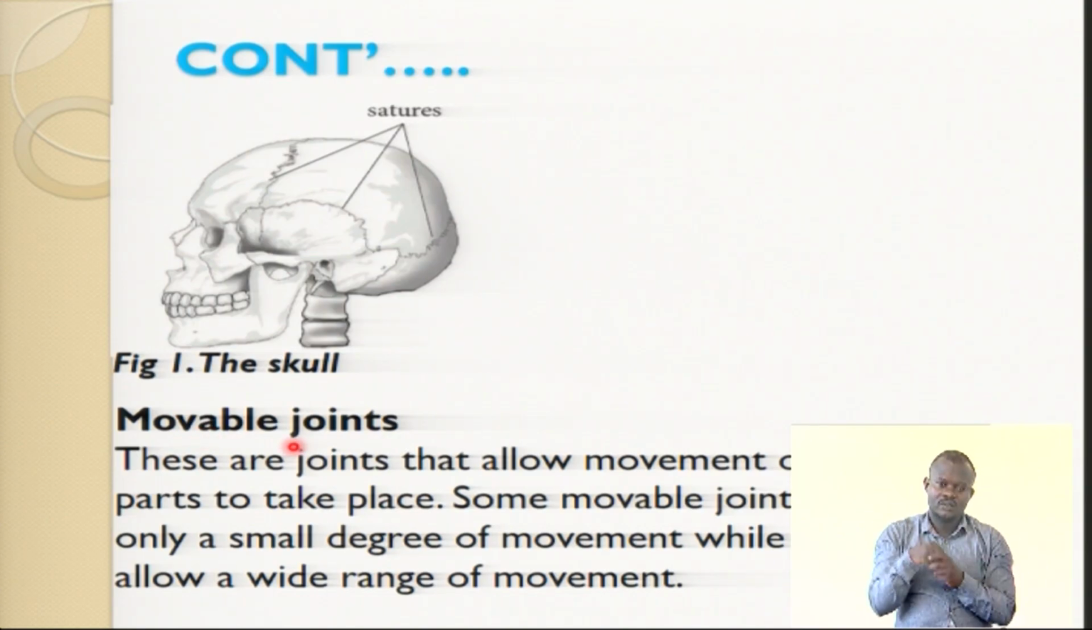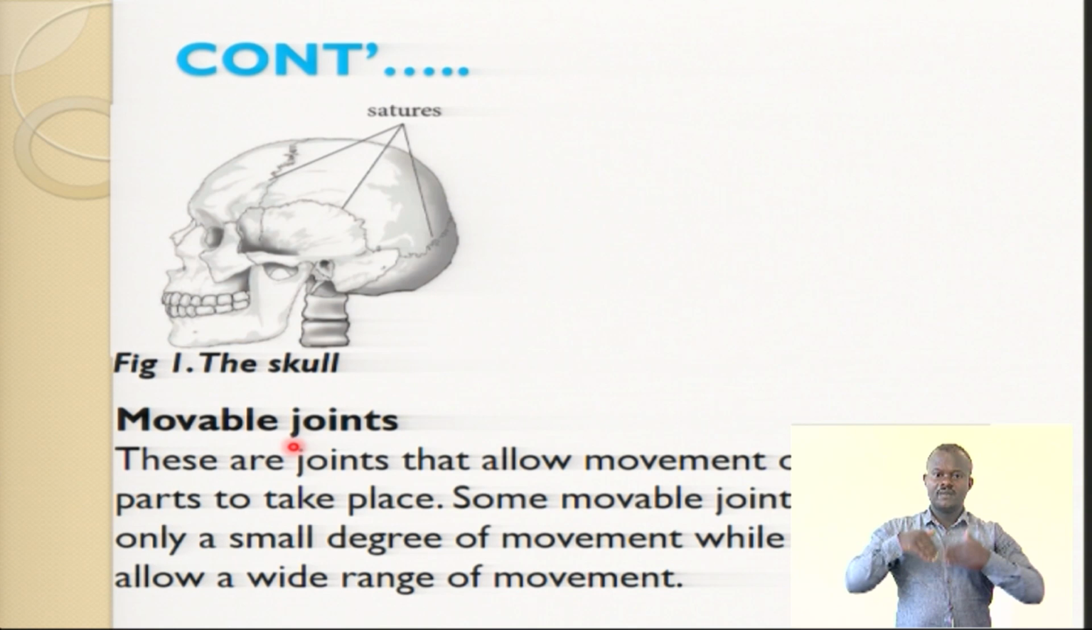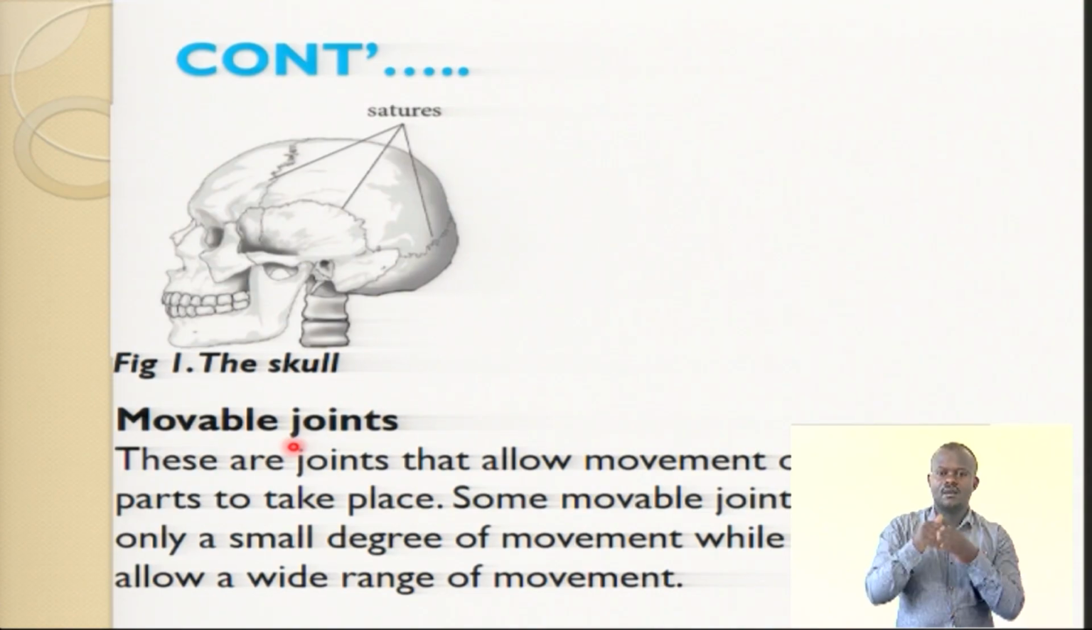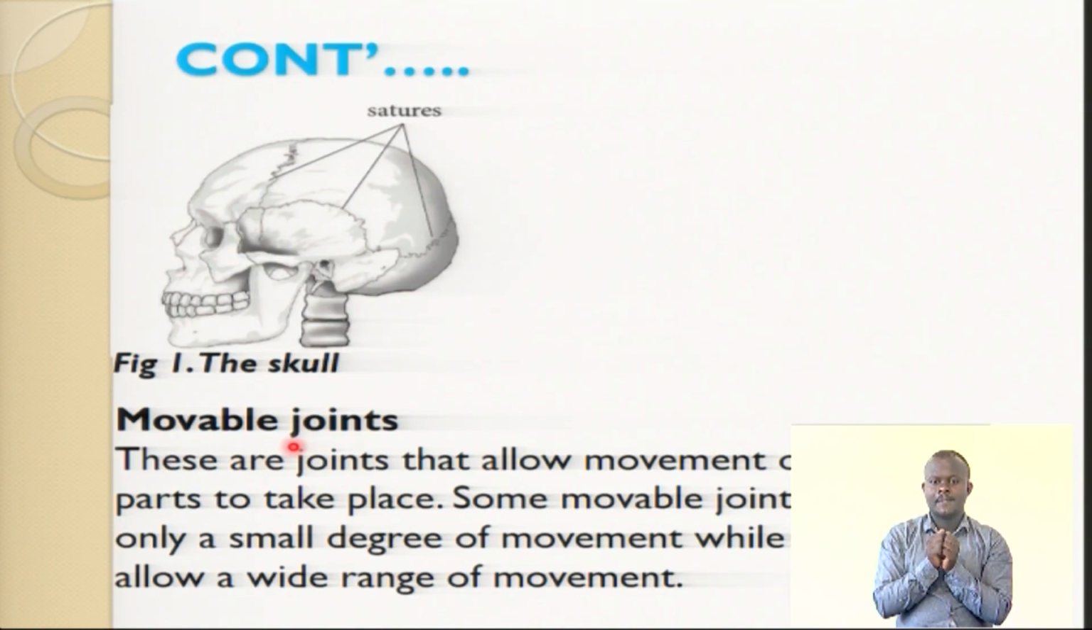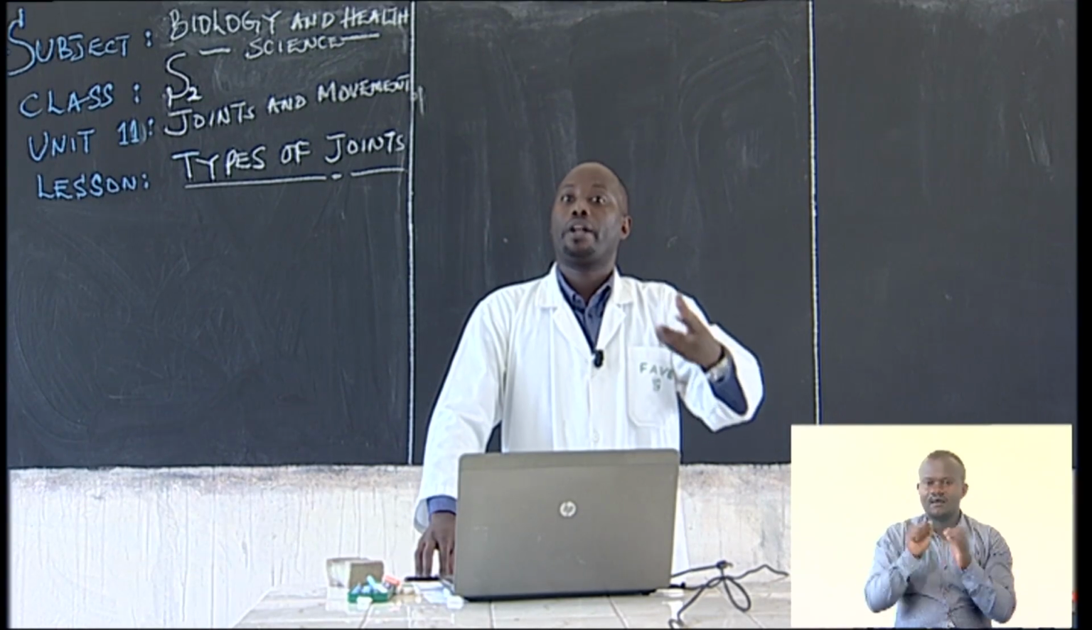We talk about movable joints. These are joints that allow movement of parts of the body to take place. Parts of the body that are able to move. Some movable joints allow only a smaller degree of movement, as I mentioned earlier, while others can allow a wide range of movement.